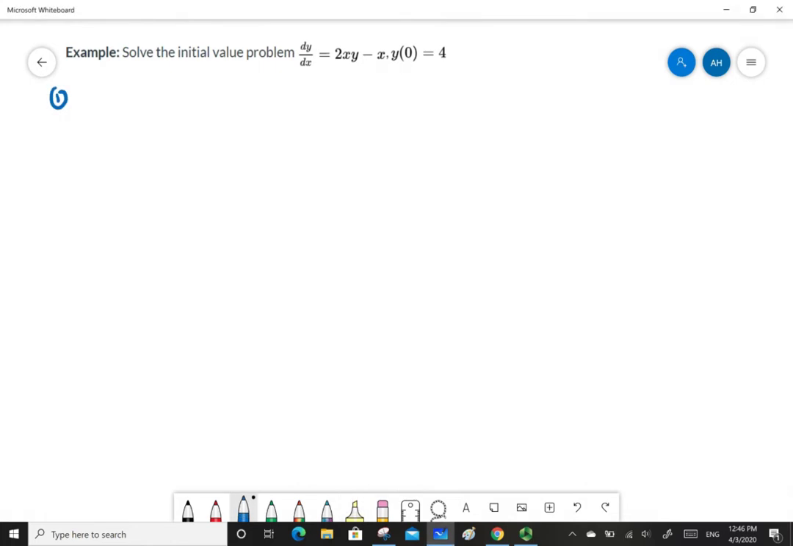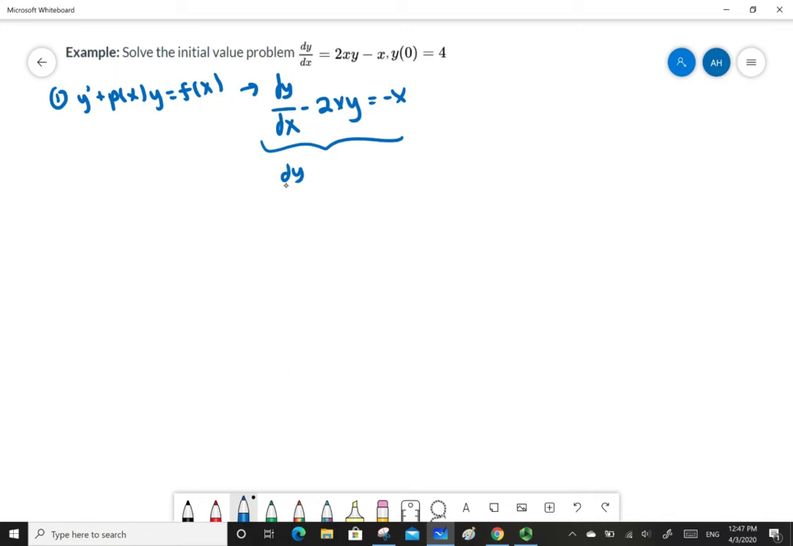To better see what the complementary equation is for this problem, we should first rewrite it in the standard form y' plus p(x)y equals f(x), by subtracting 2xy from both sides. So the complementary equation is dy/dx minus 2xy equals 0, or dy/dx equals 2xy.